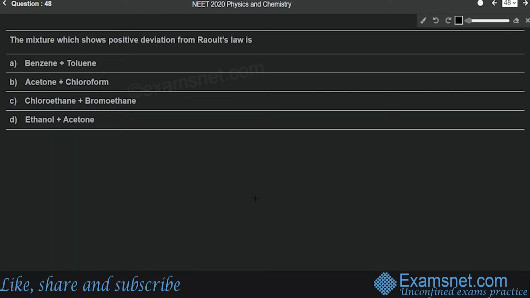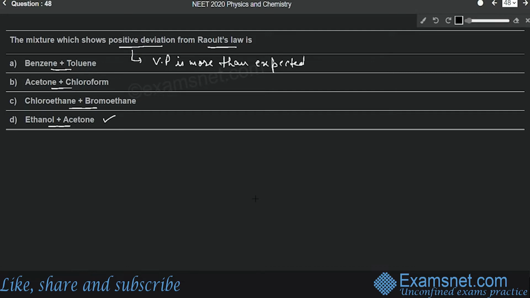Question number 48 is from the chapter solution, and the question is: the mixture which shows positive deviation from Raoult's law is. Options are benzene plus toluene, acetone plus chloroform, chloroethane plus bromoethane, and ethanol plus acetone. So the correct option is option D, that means ethanol plus acetone. Okay, so what do we mean by positive deviation? It means that the vapor pressure over the solution is more than that expected from Raoult's law. So it is more than expected.